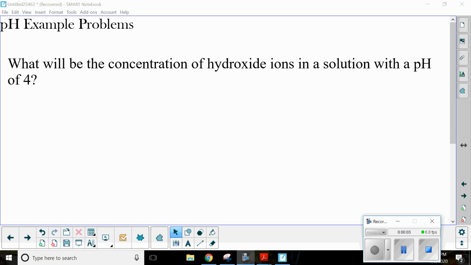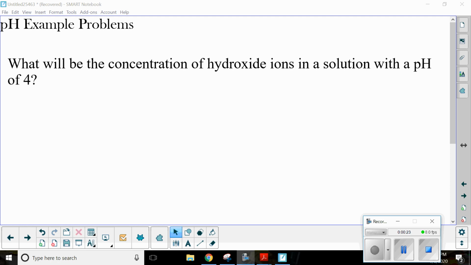Alrighty, so these are some of the pH example problems I was going to show you in the Zoom yesterday, but then my internet crashed, and so hopefully these will help you correctly understand the answers to the assessment for pH and pOH. So here's a commonly missed one.